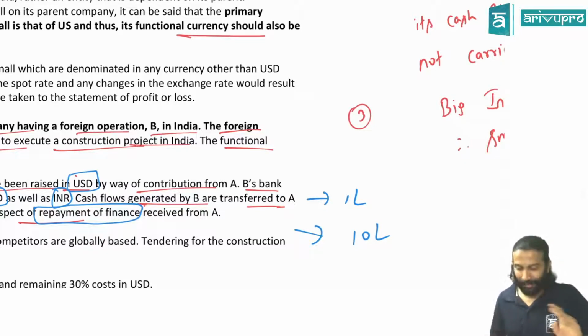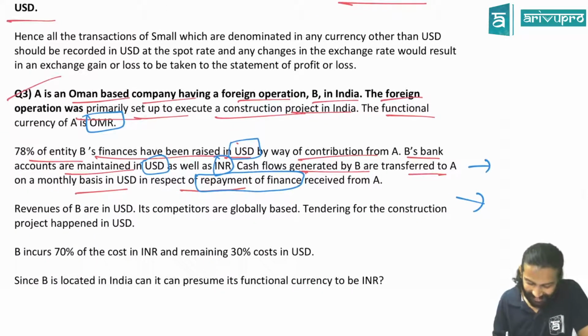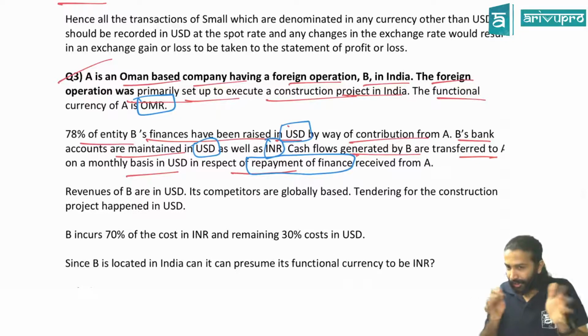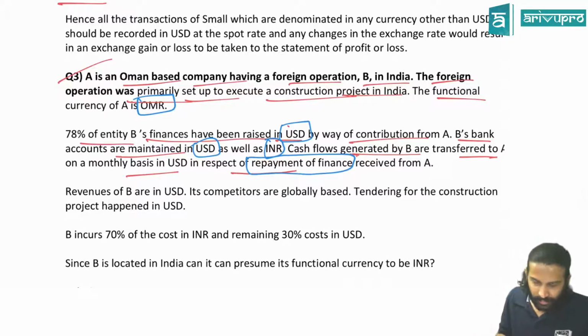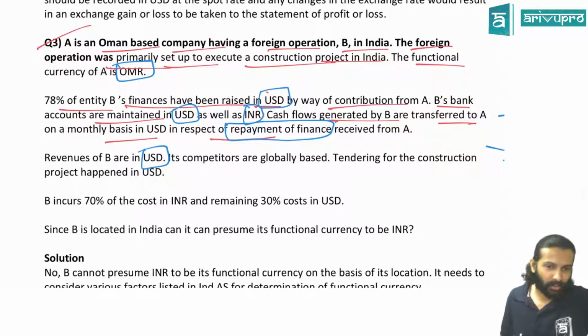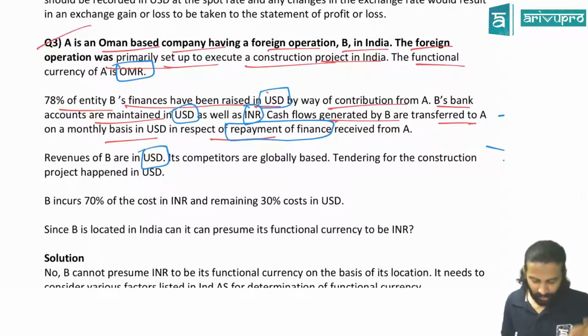Just because the remittance is done, don't conclude. They'll frame like this also. Yeah, possible. So now I think we are having strong indicators that both are not dependent. They're functioning independently in a way. Okay. Revenues of B are in dollars. Funding currency was dollar. Revenue is in dollars. Correct? Two strong indicators. And investment means bank account. The bank account is maintained in dollar as well as INR. So 3 tick marks for dollars so far.